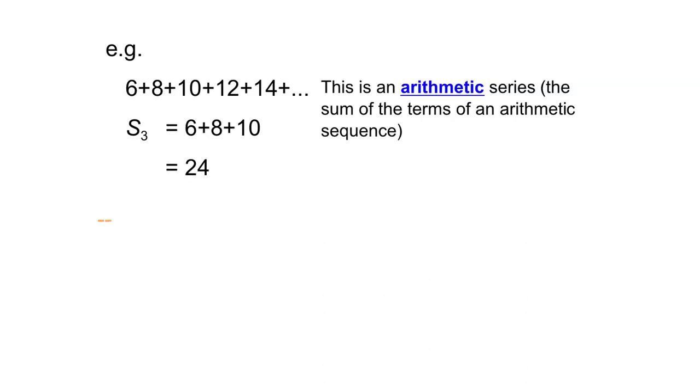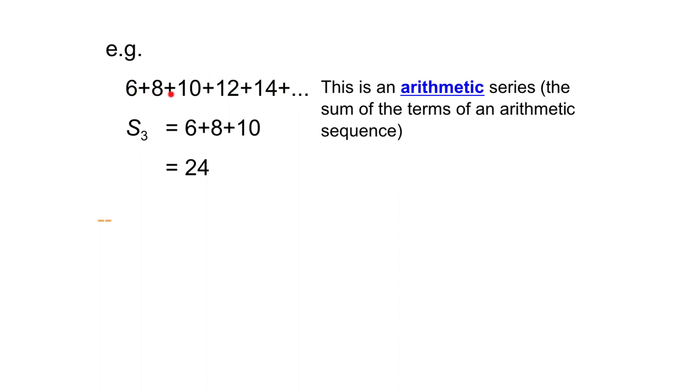So here's an example. This is called an arithmetic series because there's a common difference between all the successive terms. I'm adding 2 to get to the next term in the sequence, but it's a series because I'm adding up each term as I go. Notice the addition symbols in between the terms in the sequence.